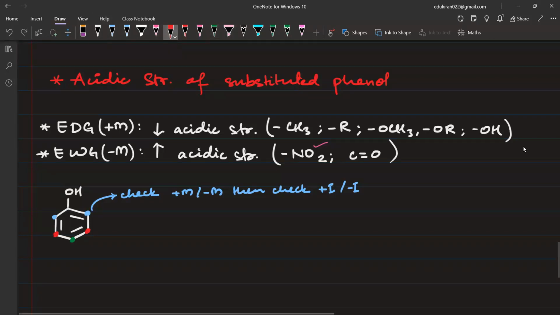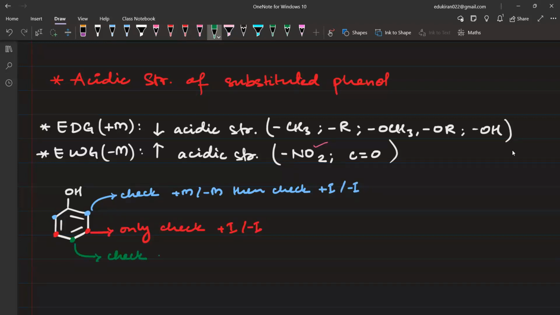Now if you look at this meta position, in the meta position the plus M minus M does not work. So here you only check whether it is plus I or minus I. And in the para position, again the same thing, you have to check plus M or minus M group, then you have to check plus I or minus I. Please write this down.